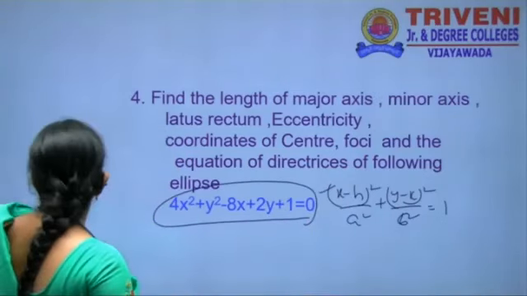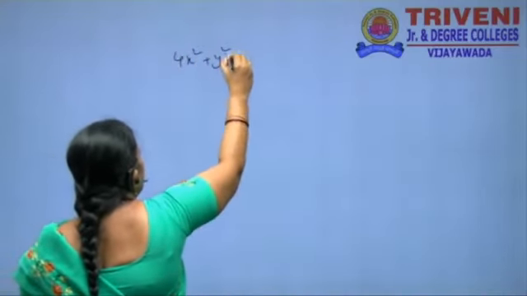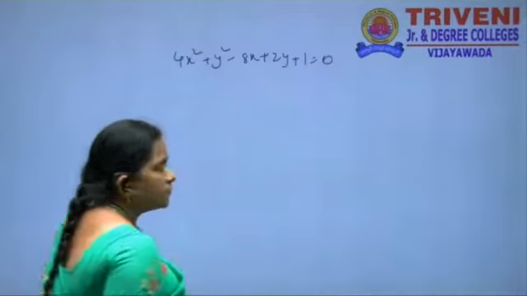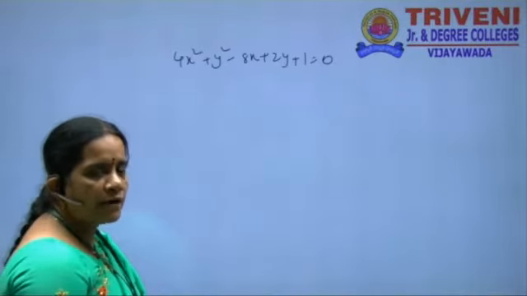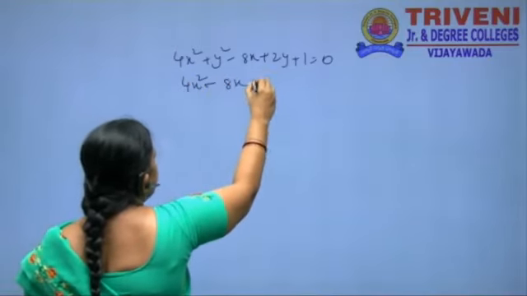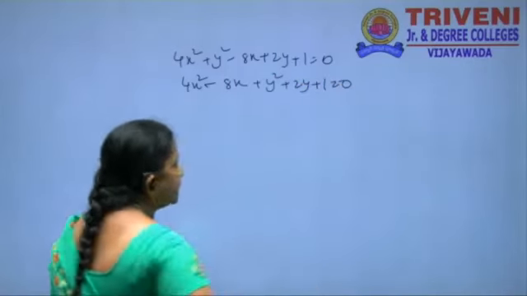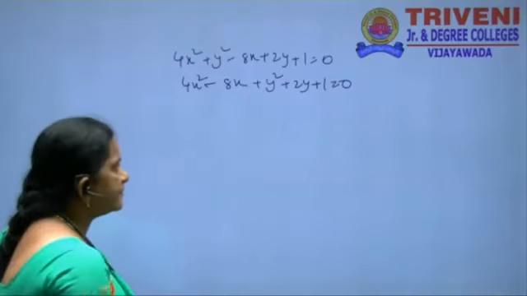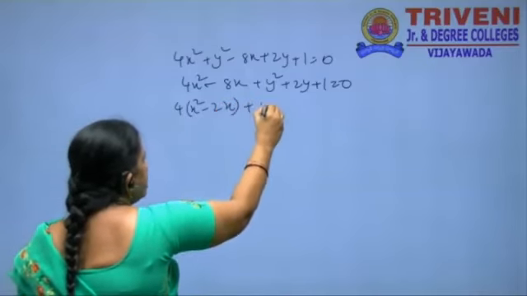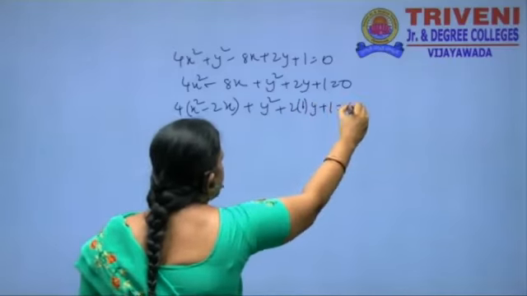Okay. The given equation is 4x square plus y square minus 8x plus 2y plus 1 is equal to 0. We have to rearrange this. First we rearrange the x terms, 4x square minus 8x, and then the y terms, y square plus 2y plus 1 is equal to 0. In the first two terms we have 4 common. That is 4 into x square minus 2x, plus y square, 2y can be written as 2 into 1 into y, plus 1 is equal to 0.